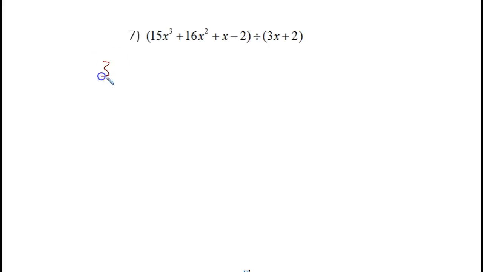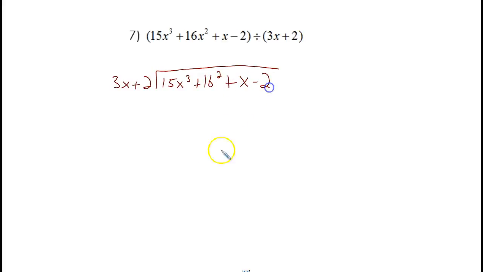So let's begin. We've got 3x plus 2 divided into 15x to the third power plus 16x squared plus x minus 2. Remember, our steps are first divide, then multiply, then subtract, then bring down, and we keep repeating that. So my first step is to divide, and I ask myself, how many times does 15x to the third divide by 3x? This divide step, we only use the first term in each part, okay?